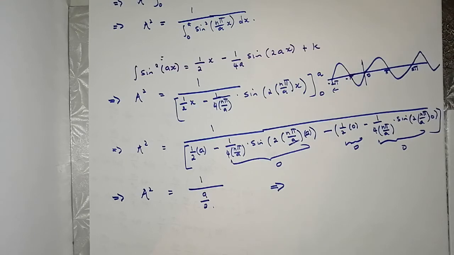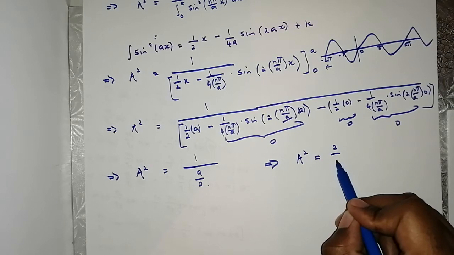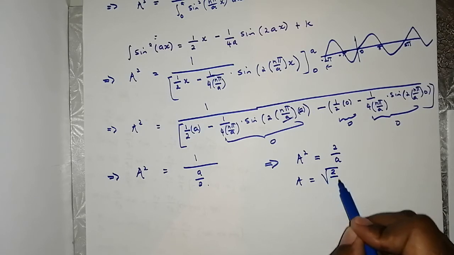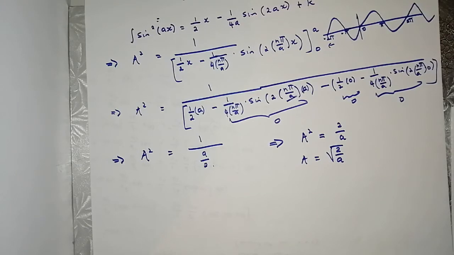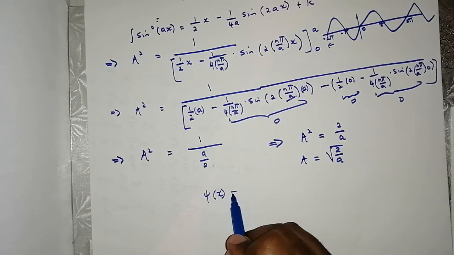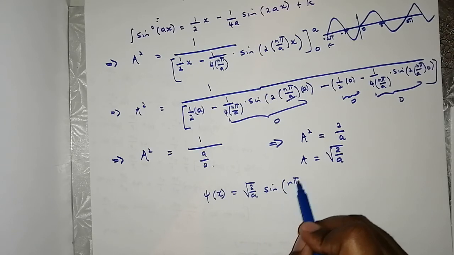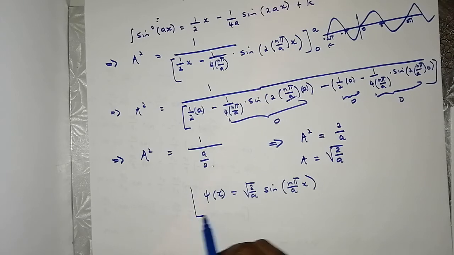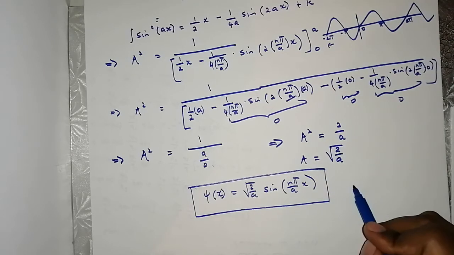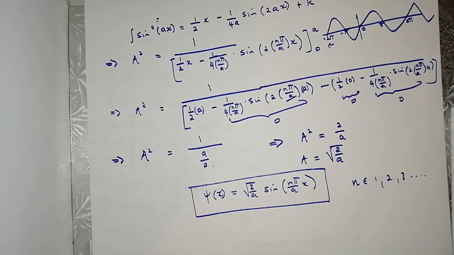We are almost there. So A squared equals 2 divided by a, then our A will equal the square root of 2 divided by a. So our normalized wave function for a particle in a one-dimensional box is the square root of 2 divided by a, times sine of n pi x divided by a. There it is, the wave function of a particle in a one-dimensional box, where n is 1, 2, 3 and so on. n is the quantum number.